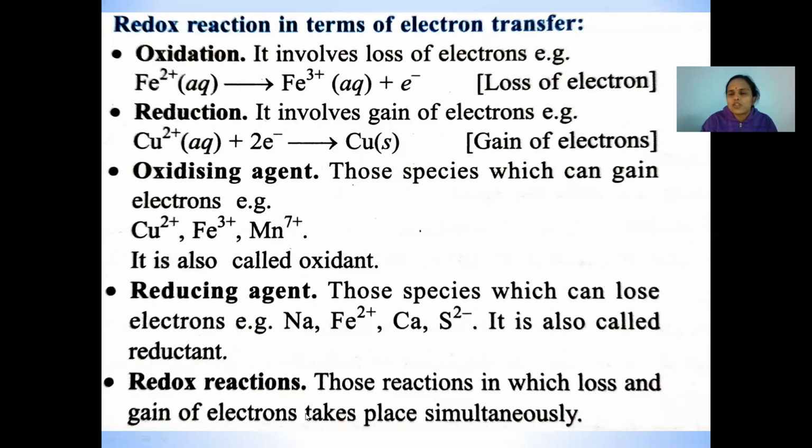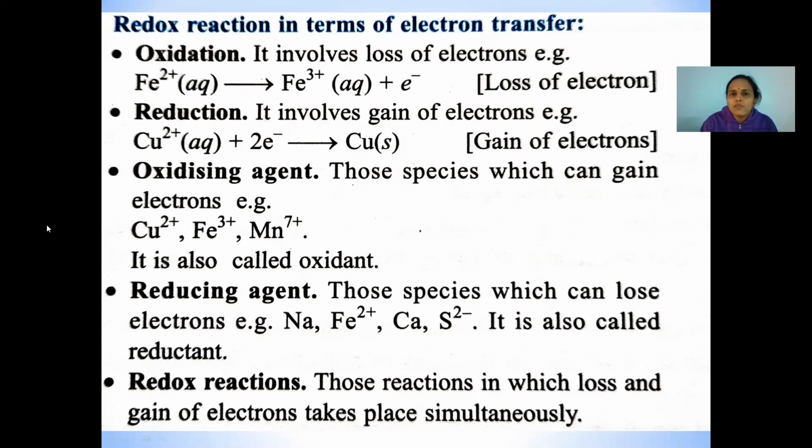Let's see redox reactions in terms of electron transfer. Oxidation is loss of electrons and reduction is gain of electrons. Remember the code word OIL, O-I-L. O stands for oxidation, I is, L stands for loss of electrons. So the process of oxidation always involves loss of electrons, and RIG, R-I-G: reduction is always gain of electrons.